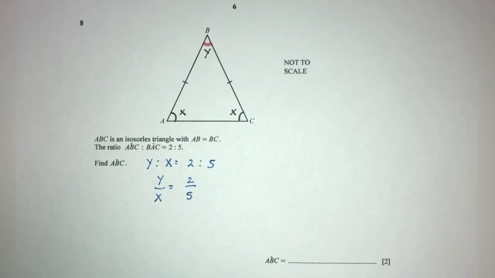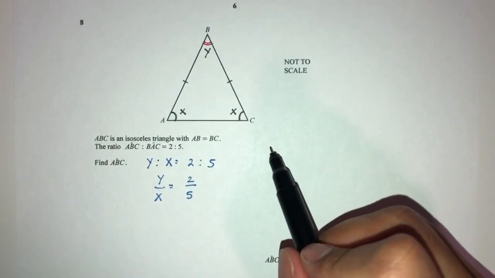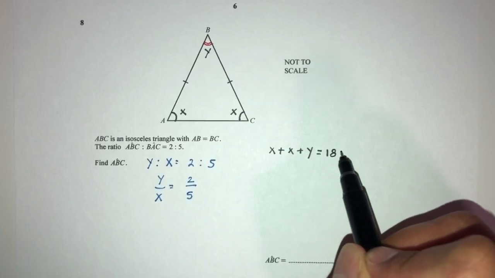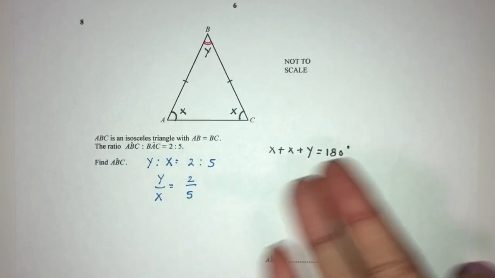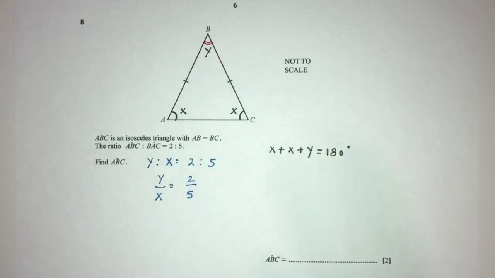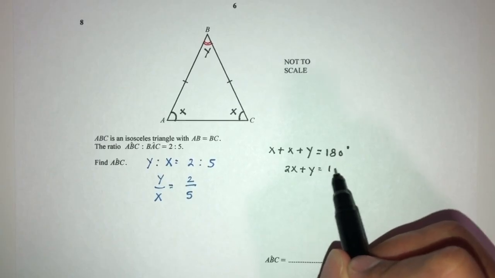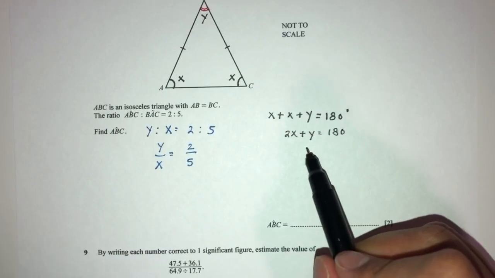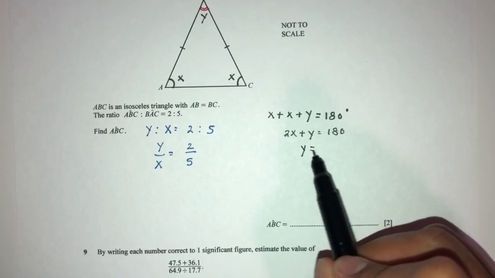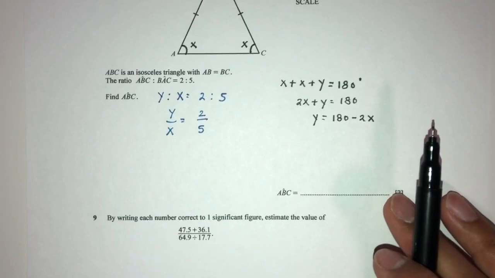Now, what else can we know? We know that if you add all the angles in this triangle, you get 180 degrees. So we can form two equations and solve them simultaneously to find the value of ABC, which is y. You will have 2x plus y equal to 180. Now we have to find y. We can say y is equal to 180 minus 2x.